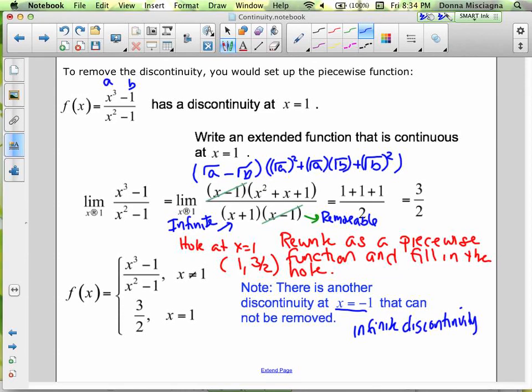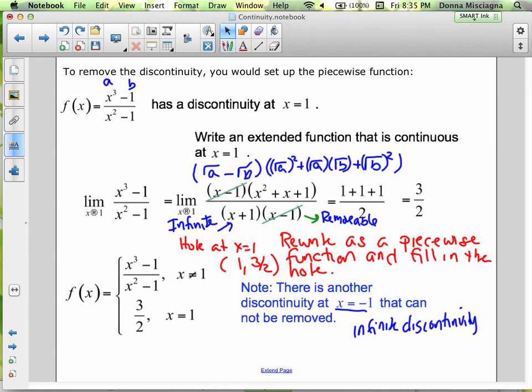This is a piecewise function. I can't have two values for x. Right? So I've got to take 1 out. Even though it's not part of the domain, even though I couldn't possibly plug in 1 there, I've got to take 1 out. Right? And because we're plugging in that hole, 3/2 when x is 1. Right? So the other discontinuity is at -1. It cannot be removed. It's infinite.